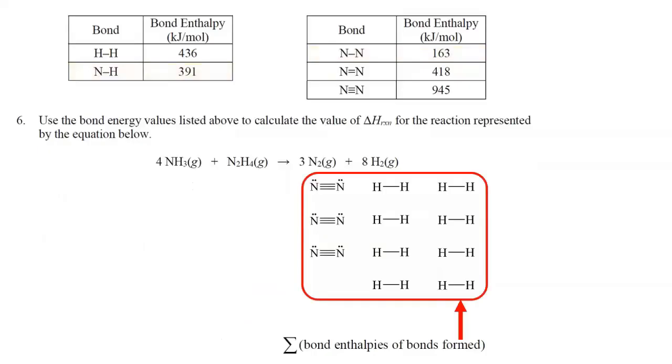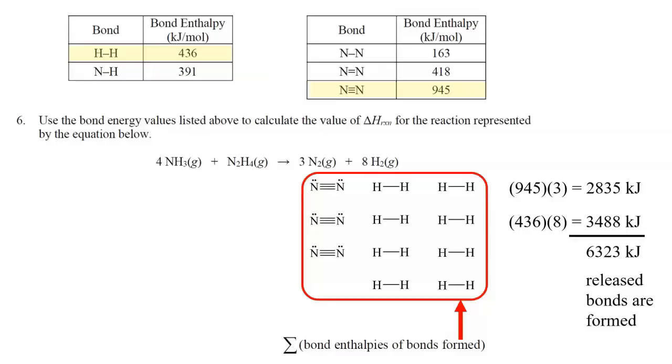So the nitrogen-nitrogen double bond was not used in this calculation, but the nitrogen-nitrogen triple bond, which is 945 kilojoules per mole, we have 3 of them in the products that are being formed. So I do that math, 945 times 3, and then I have the HH bond between hydrogen, so 436, but I have 8 of them in the products that are formed. So 2,835 plus 3,488, that's a grand total of 6,323 kilojoules of energy that is released when all of the bonds are formed in the products.